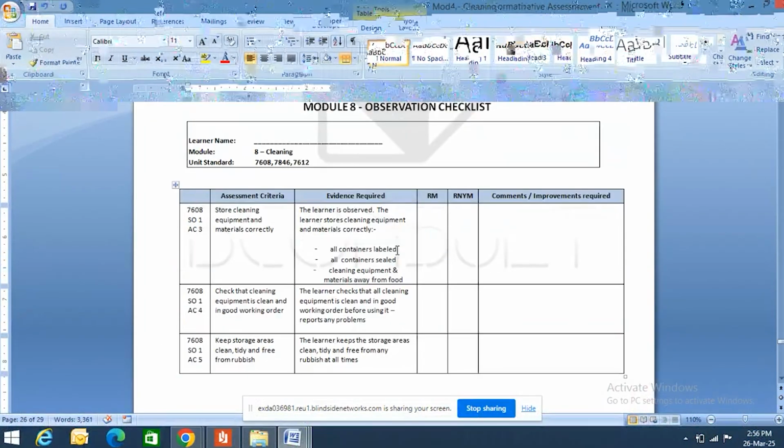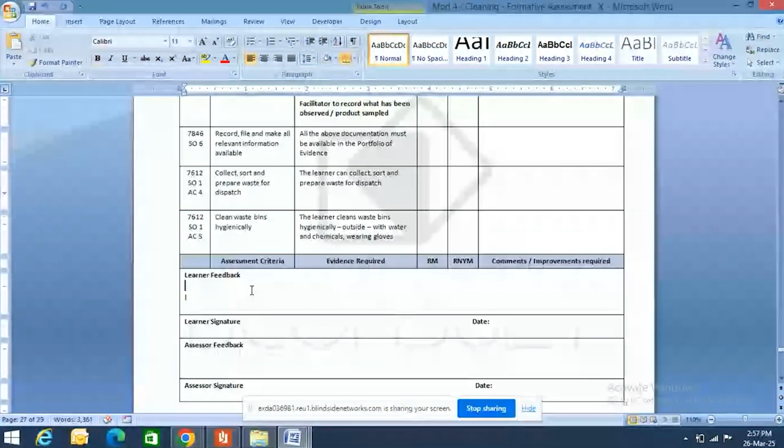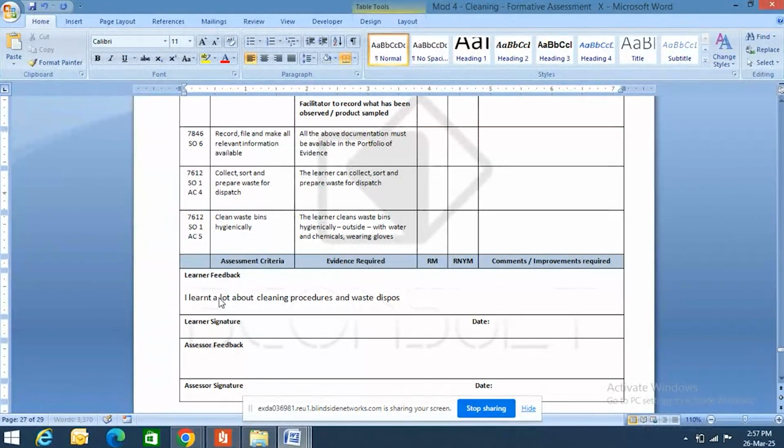All right then. For the observation checklist, you're going to say, I learned a lot about cleaning procedures and waste disposal. And for the learner feedback: I learned a lot.